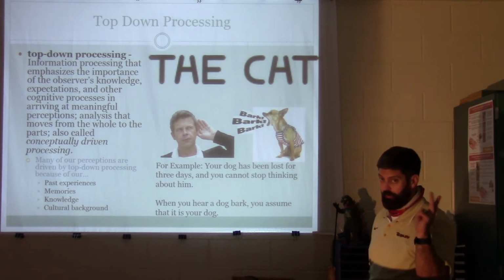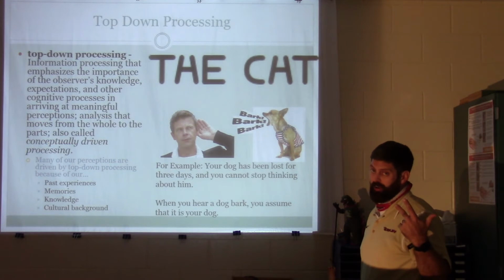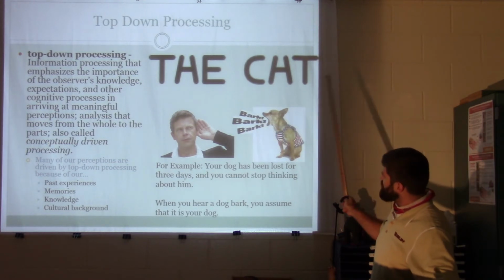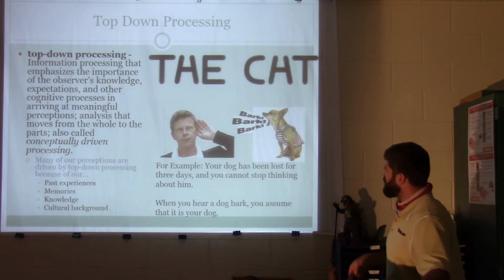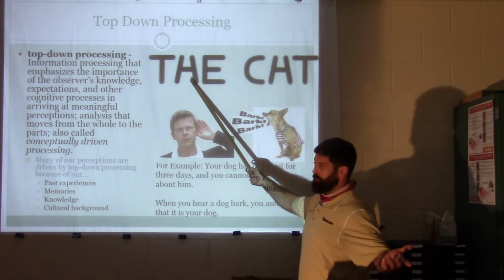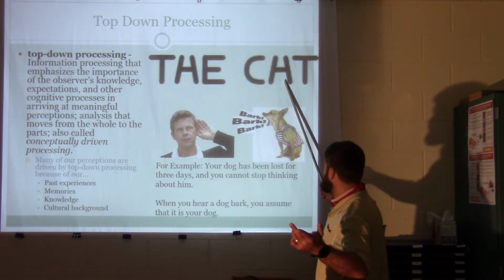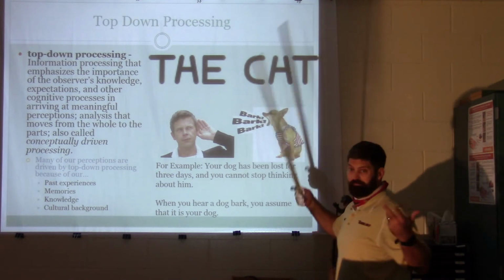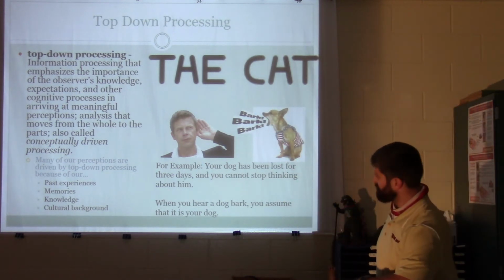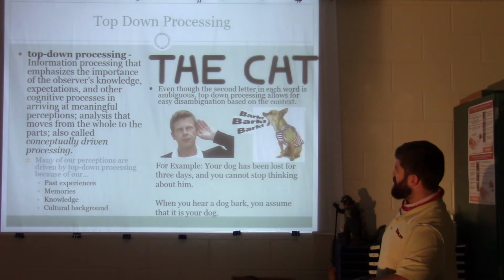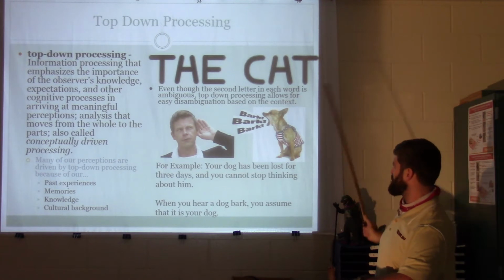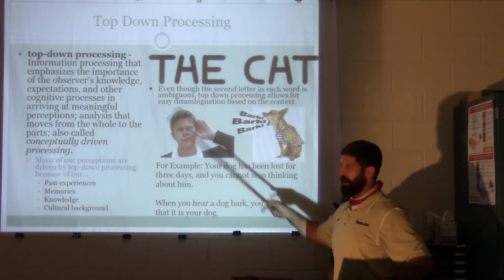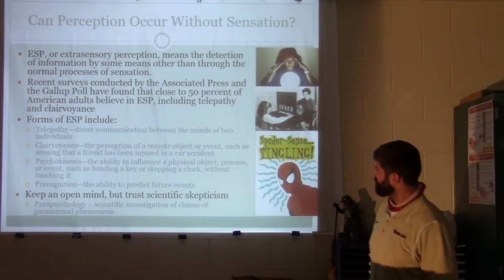If I was using the bottom-up processing, I would look at each one of these features by themselves, okay? And I would say this is obviously an H, and that's an H. So who knows what it says? Even though the second letter in each word is ambiguous, top-down processing allows for easy disambiguation because of the context. Now, obviously, ambiguous means vague.